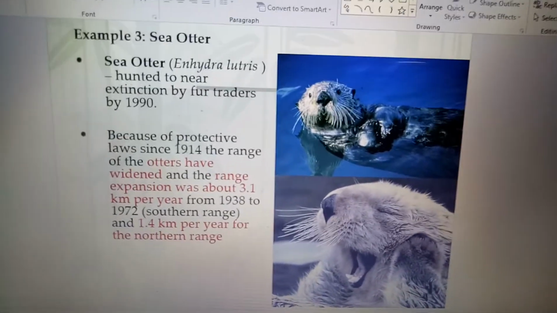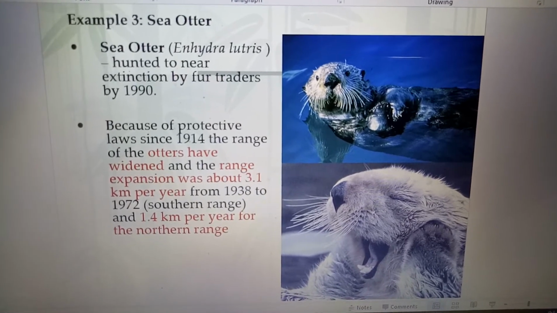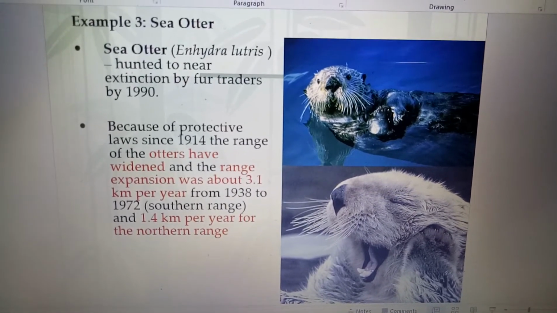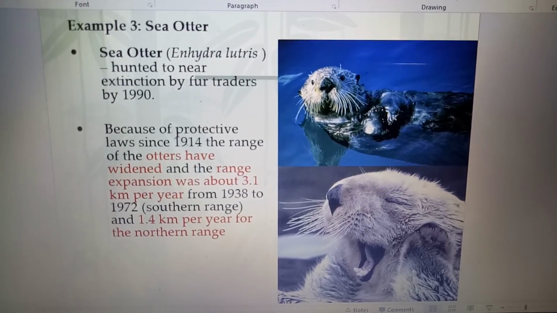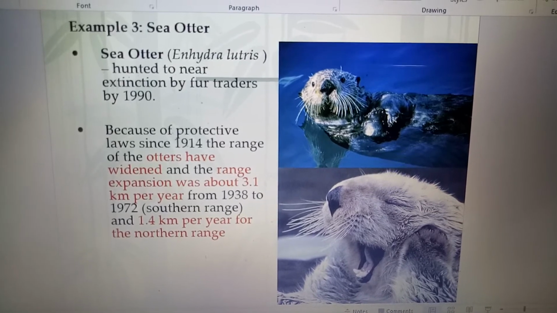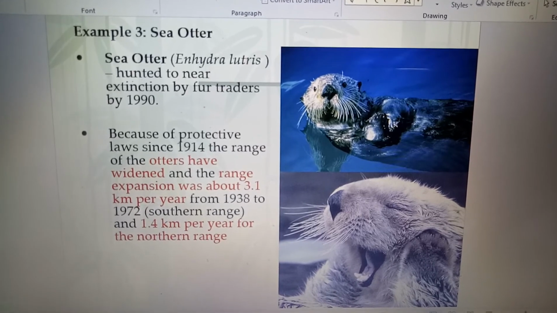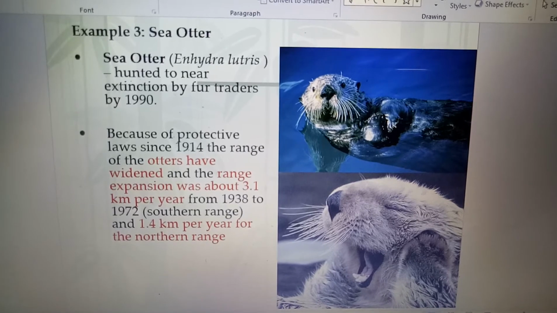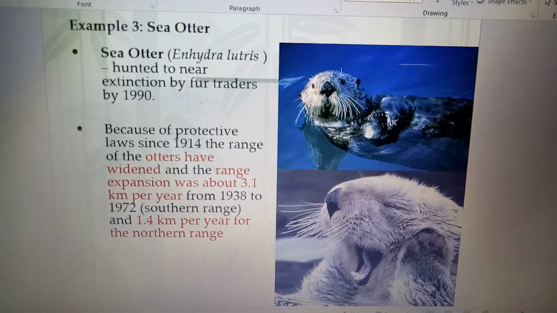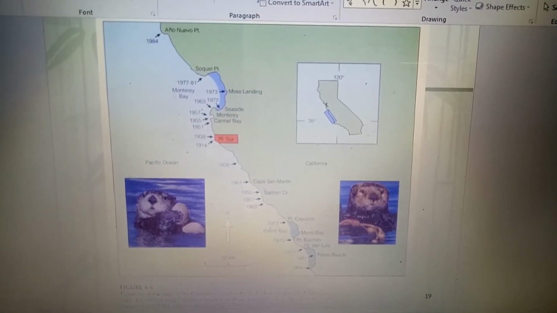Next, example number 3, sea otter. The sea otter, scientific name Enhydra lutris, was hunted to near extinction by fur traders by 1900. Because of protection since 1914, the range of the otters has widened, expanding about 3.1 km per year from 1938 to 1972 in the southern range, and 1.4 km per year in the northern range. So this is the location showing how they dispersed and how they moved.